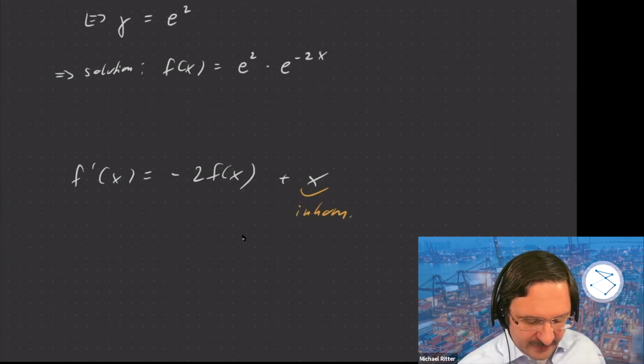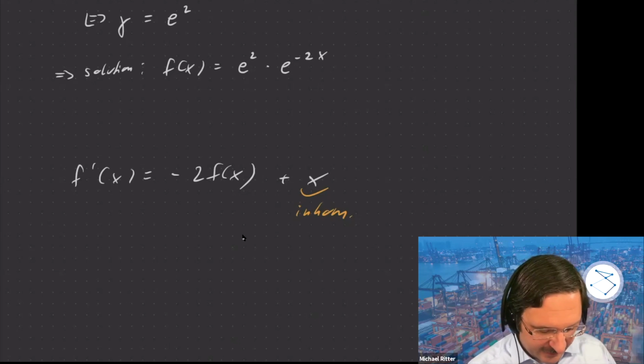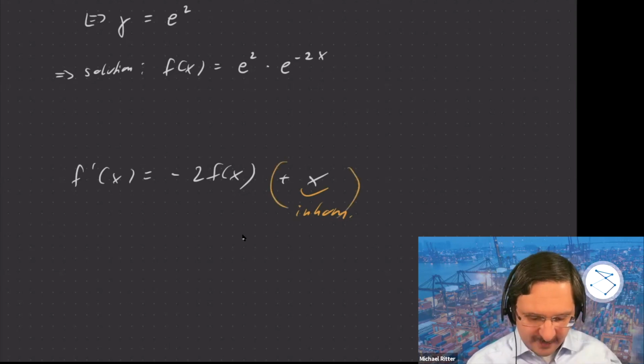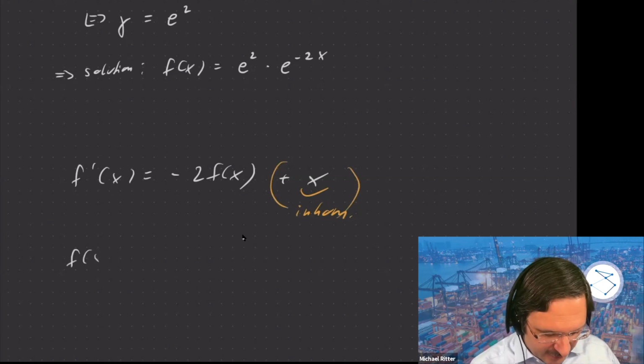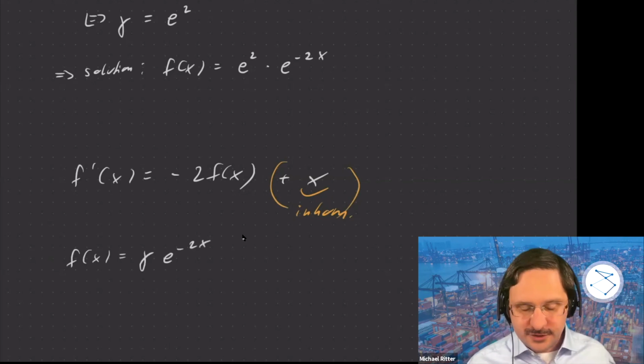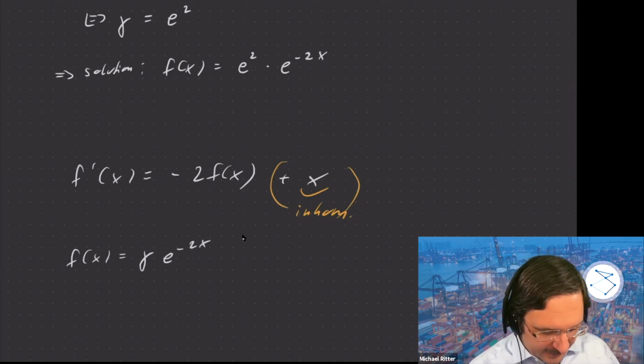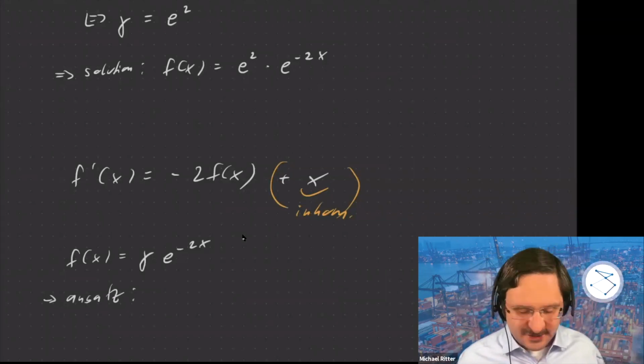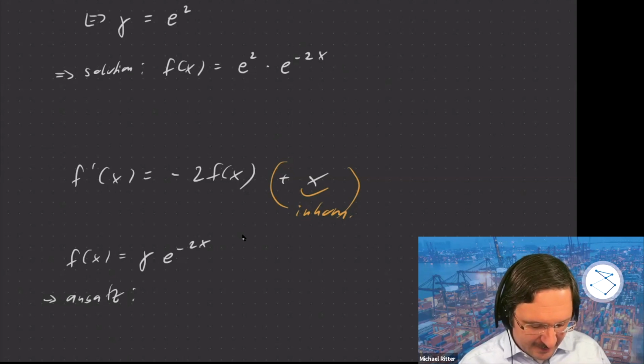What you do here is you first solve the homogeneous equation. So you pretend there is no inhomogeneity first. You do just what I've done before. You obtain f of x equals gamma e to the minus 2x as the general solution. And then you pretend that you know the solution to the inhomogeneous differential equation by just varying this approach a little.